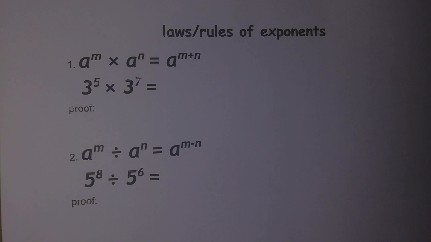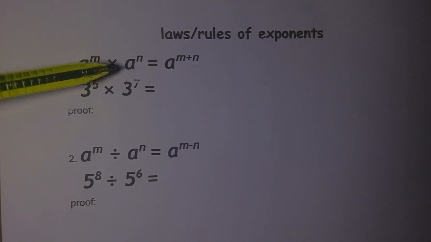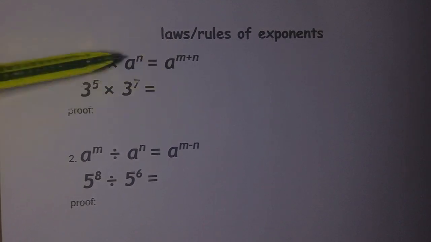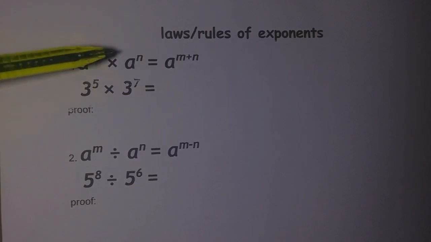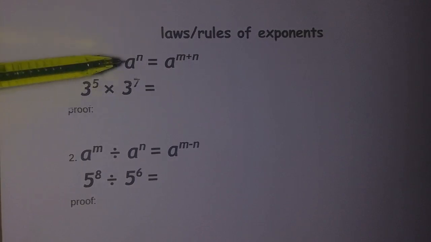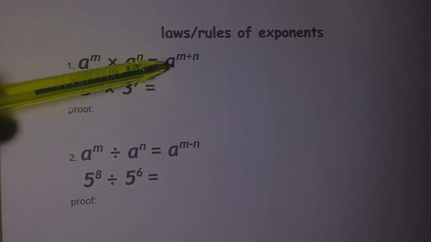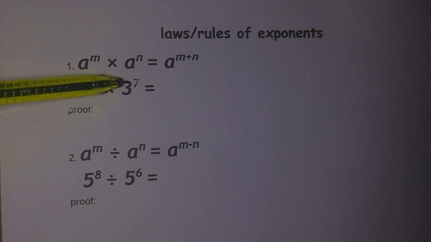So law number 1 says if you have two similar bases multiplying each other, they can be written as a single base. You can take a single base and then sum the powers. As in this case, a power m multiplying a power n can be written as a power m plus n. So here's an example: 3 power 5 multiplying 3 power 7.